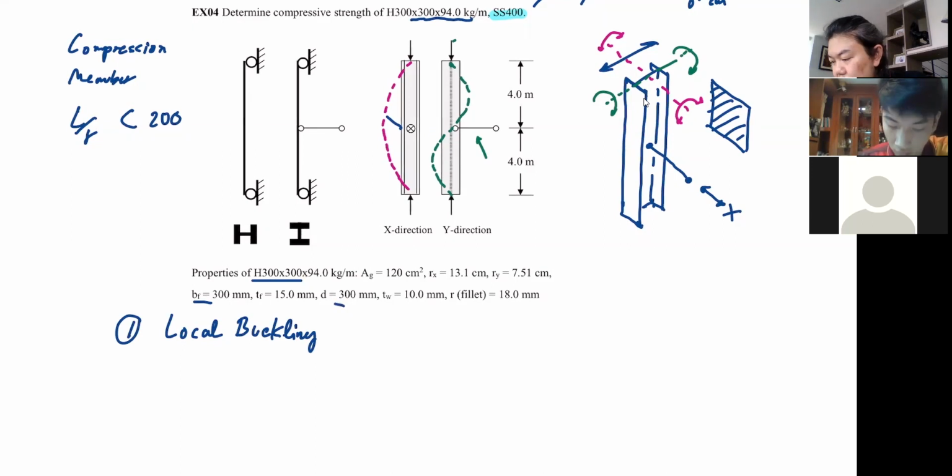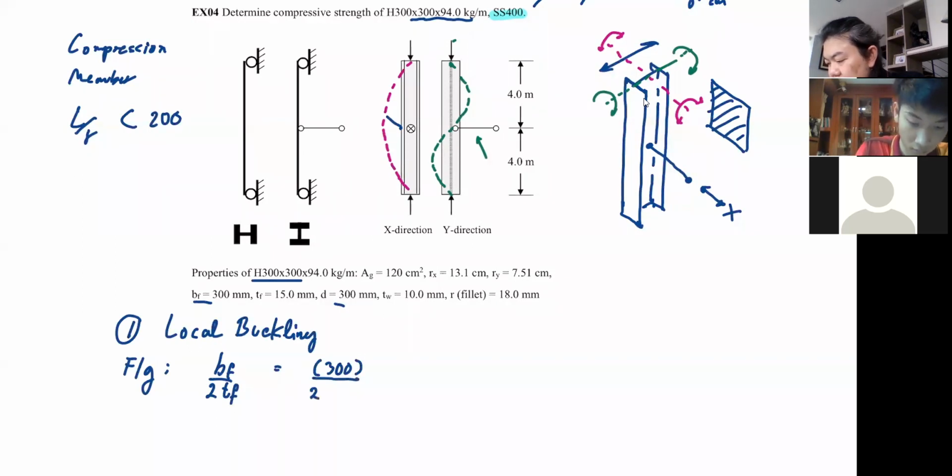So we will start by checking on the local buckling of the flange, and that will become BF over 2 divided by the thickness, which is TF. That's the width, right? Okay, and in this case, the BF is 300, and then 2 just to split the width of the flange, right? And the thickness of the flange in this case is 15. And this is 10.